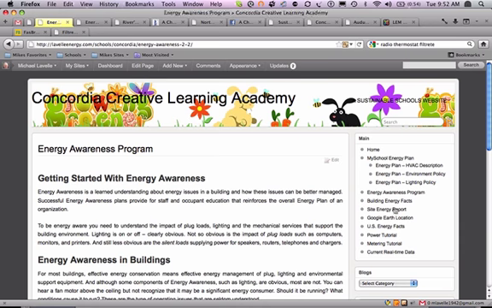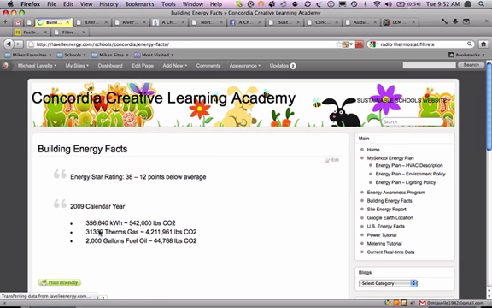Beyond that, we have some building energy facts, for example, where we've collected data from the initial energy report, and this is what we're saying took place in 2009. This is the last time we had a complete set of data. And it gives us some background about what our contribution is to CO2. And we can then drop on down and look at the site energy report.